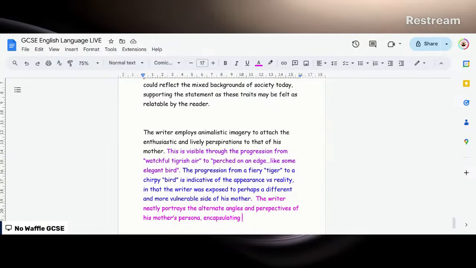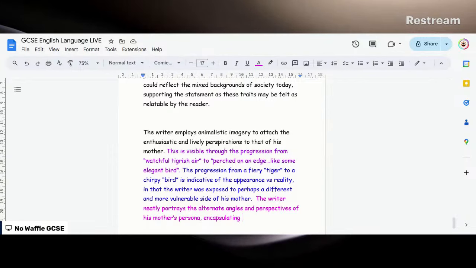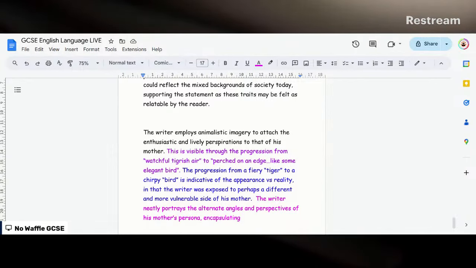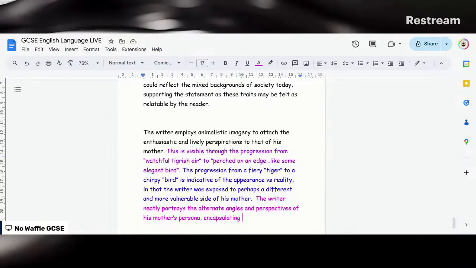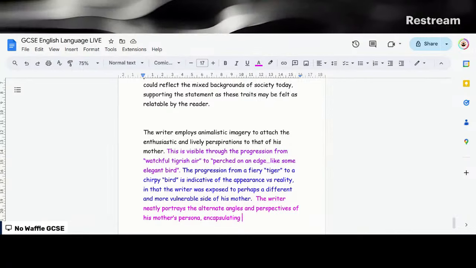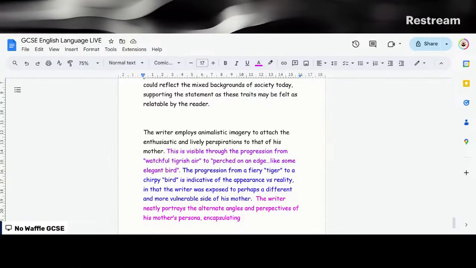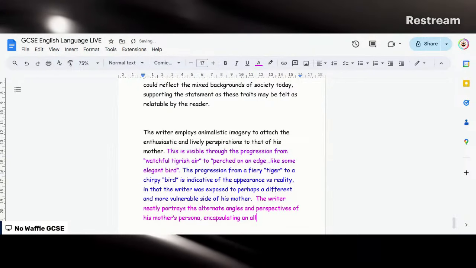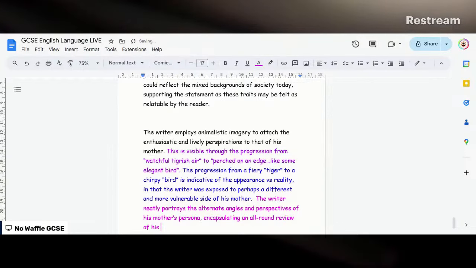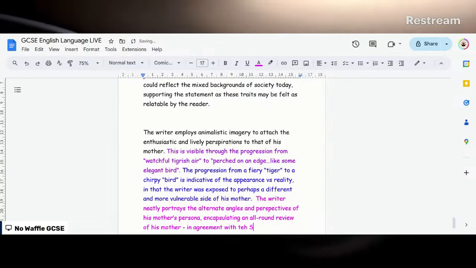So the writer neatly portrays the alternate angle. Perspirations, I'm talking about, yeah, exactly. How like animals are on the edge. Perspirations also means effort as well. So just like all the general enthusiasm of animals. Okay, the writer neatly portrays the alternate angles and perspectives of his mother's persona, encapsulating an all-round review of his mother in agreement with the student statement.